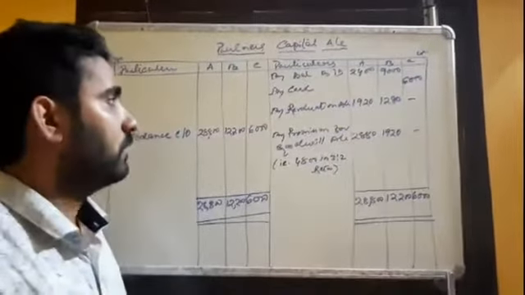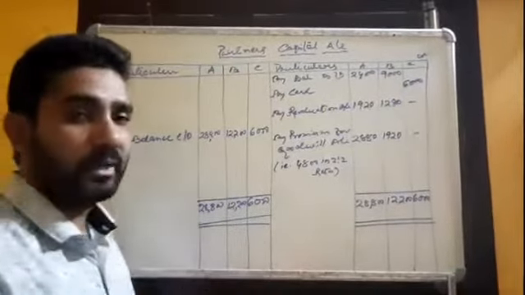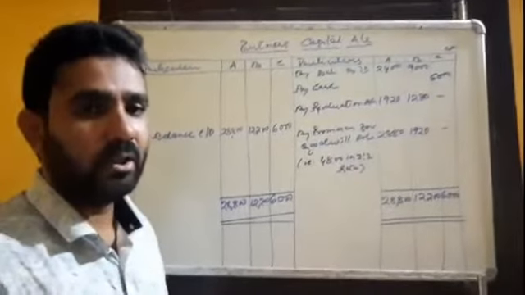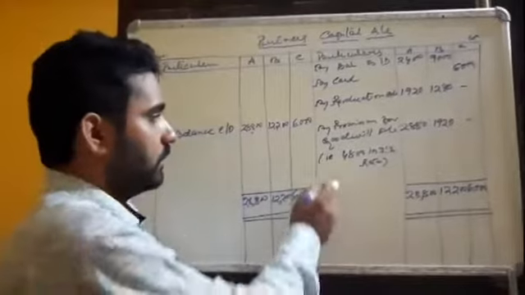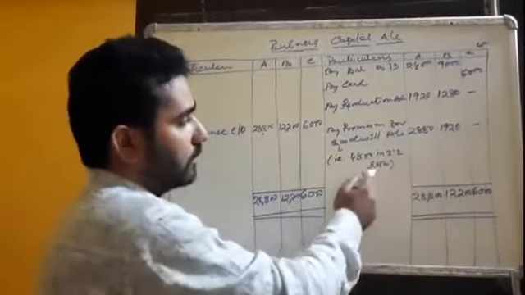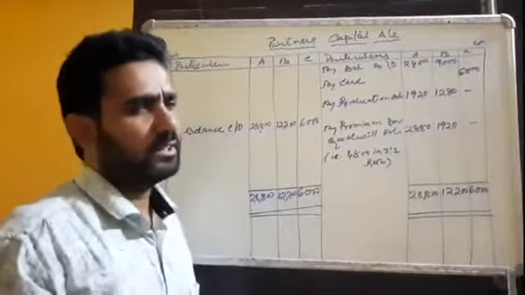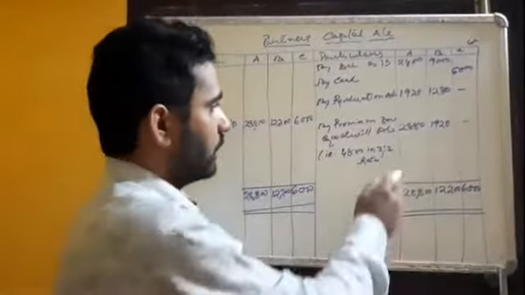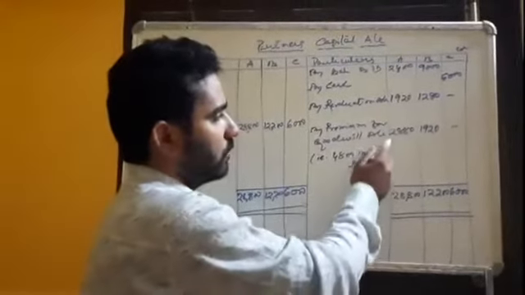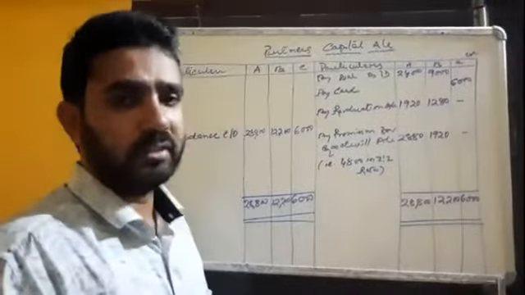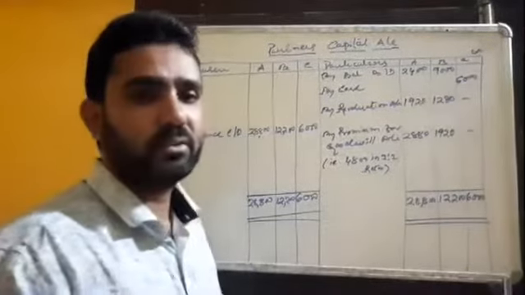But in this question only the old ratio is given, but the new ratio is not given. So without the new ratio, we cannot find out the sacrificing ratio. So I am transferring this 4,800 to A's and B's capital accounts in their old ratio, because the old ratio is their sacrificing ratio in this question, as the new ratio is not given. So A will get 2,880 rupees and B will get 1,920 rupees, and no other item related to partners is there in this question.